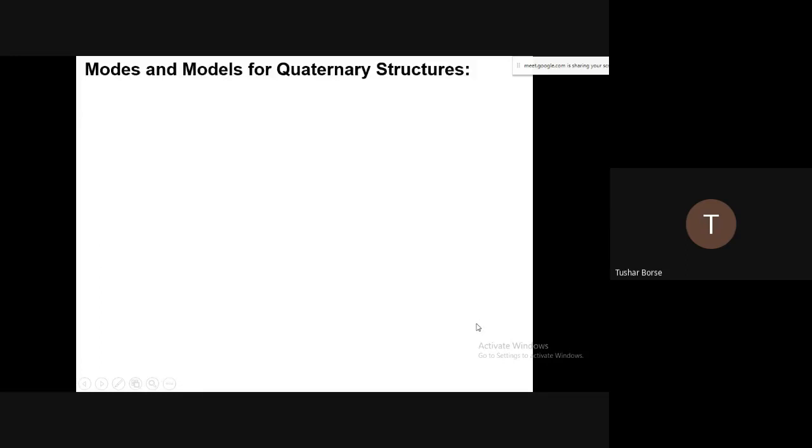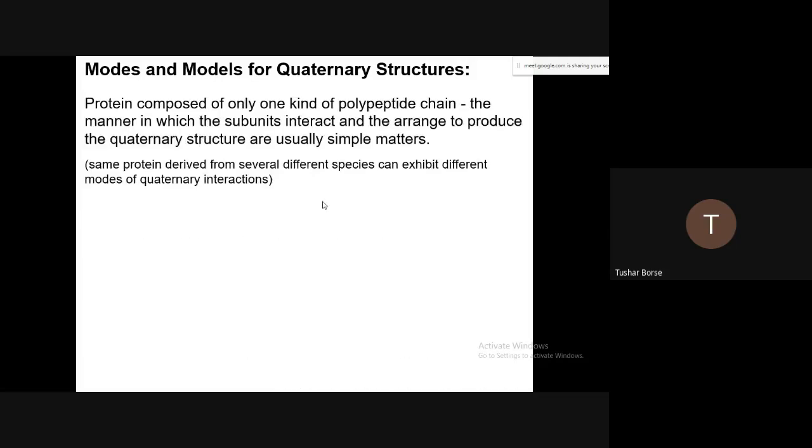So based on this information, you have the different modes and models for the quaternary structures. Okay, here I'm not going into too much detail. I'm just trying to give you an idea about the quaternary structure. So when you talk about the models of the quaternary structure, it will be simple if that quaternary structure is made up of similar subunits, I mean the homomers. Okay, homomultimers you can say in that case, right? But it becomes complicated or difficult to study if it is made up of different subunits, that is heteromultimers.